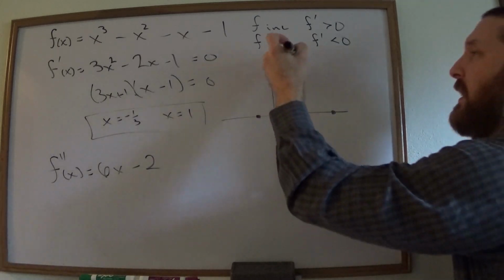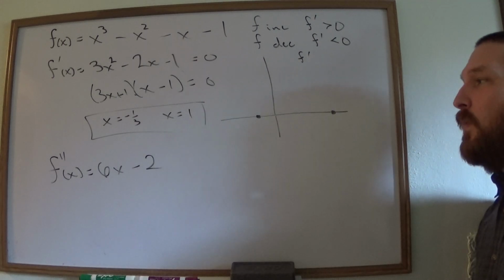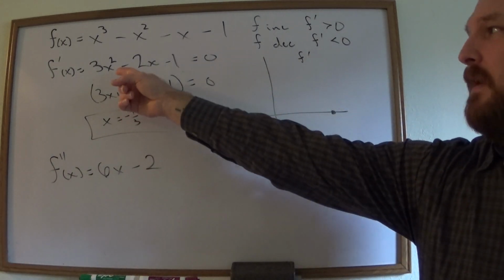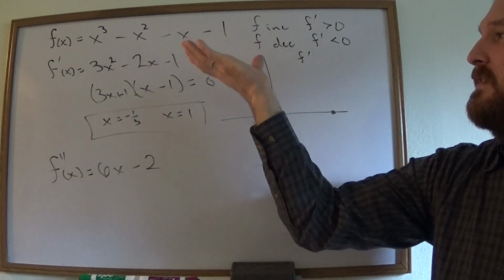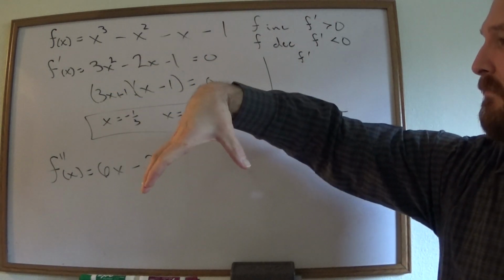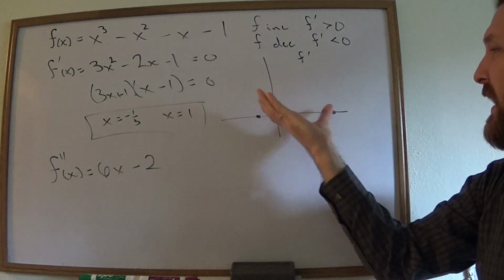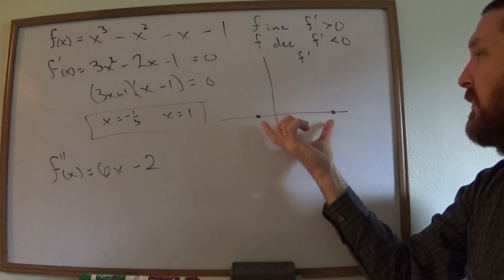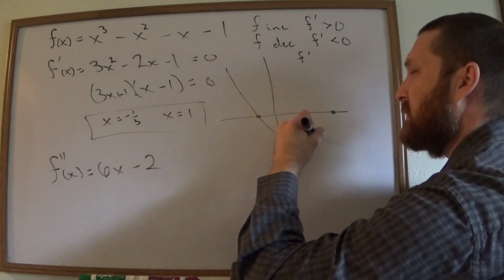So let's graph f prime here. We know, what type of object is this? A parabola. Does it open up or does it open down? It's concave up. And we happen to know where its two zeros are, so we could say it looks like this.